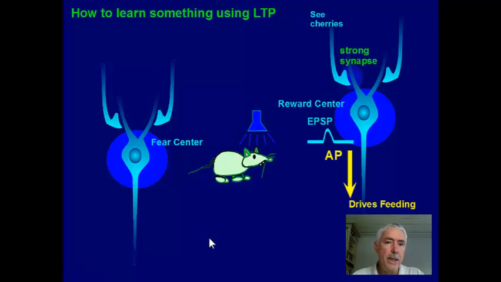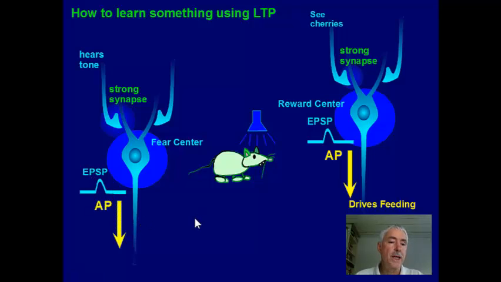Okay, now following that, and this is just one time of the coincidence between the pain and the sound, the next time that animal hears the sound, hears the tone, we now have a strong synapse here. The strong synapse leads to a strong EPSP. It reaches threshold, we get the action potential, and we get the defensive behavior, simply through giving the sound.